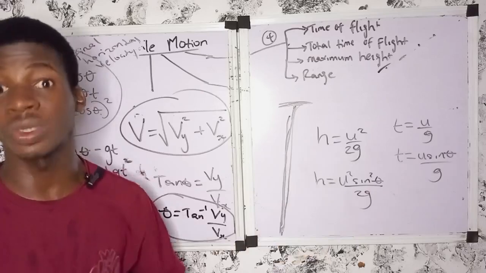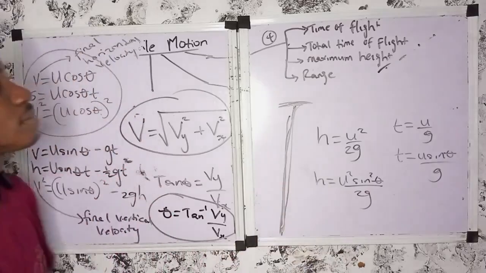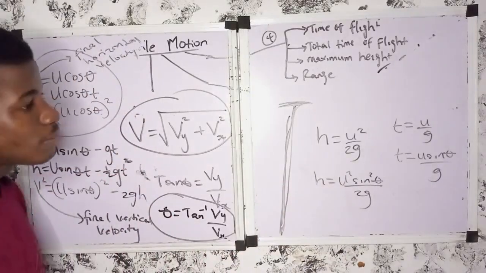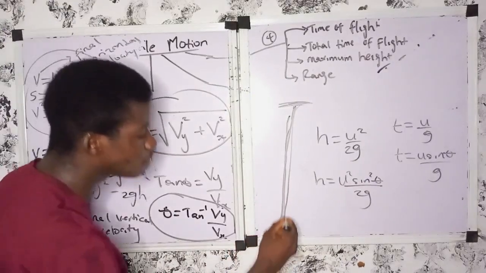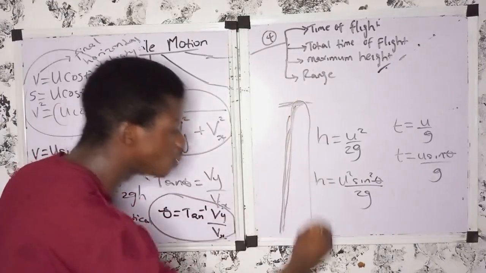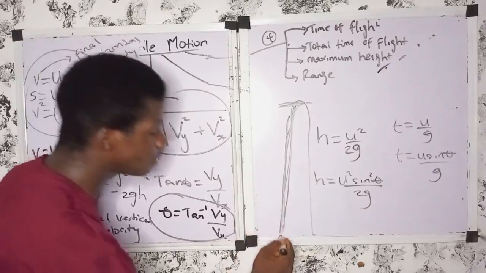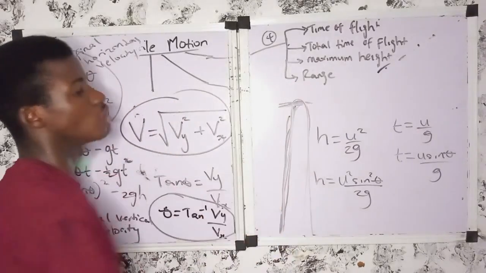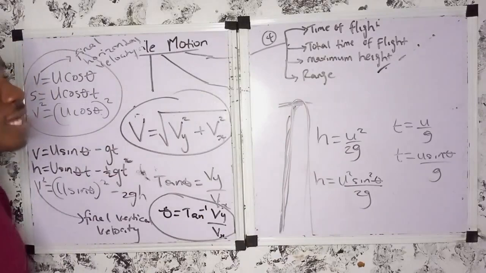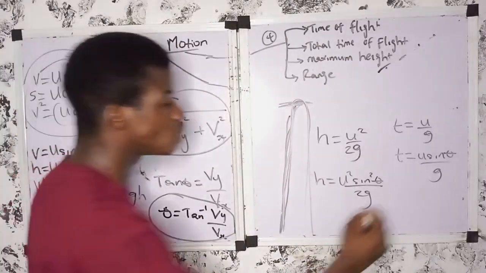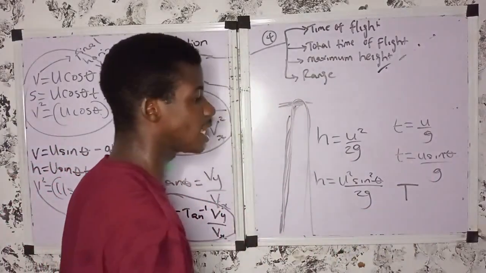Why this formula? You can use it when they add an angle in the question. Then what about total time of flight? Total time of flight is the time it takes the projectile to reach the maximum height and to fall to the ground. That's known as total time of flight, and it's T.